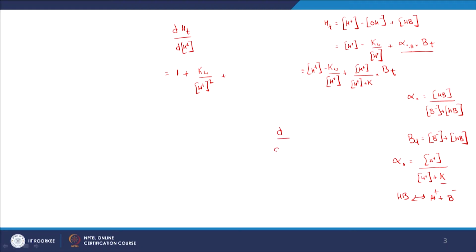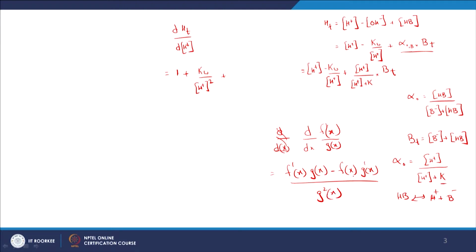So if we are going to look at that particular case, how do we go with that? d by dx of f of x by g of x. How do we go with this? So I think it's going to be equal to the first derivative of f of x into g of x minus f of x into the first derivative of g of x, by the square of g of x, right? I believe this is what we have. So let's try to plug that in here.